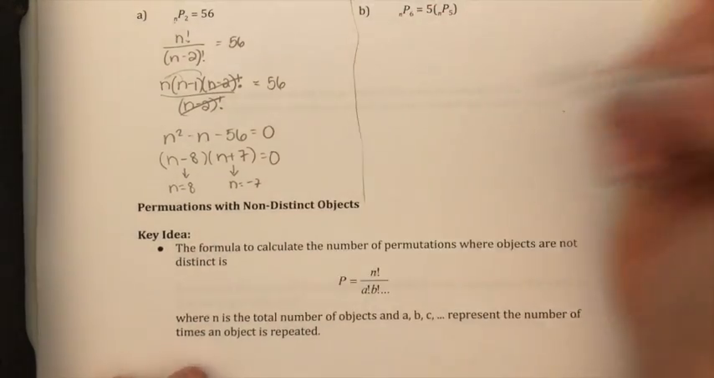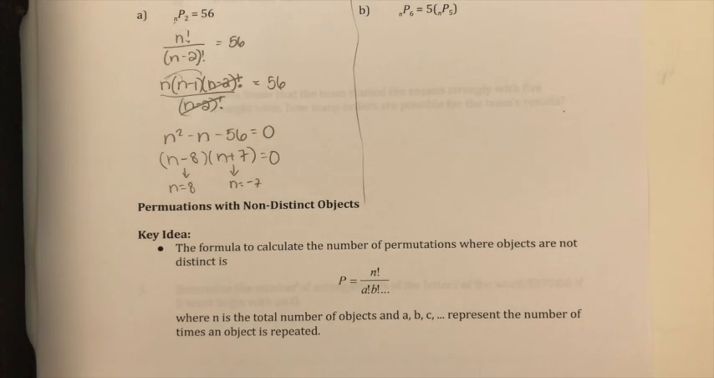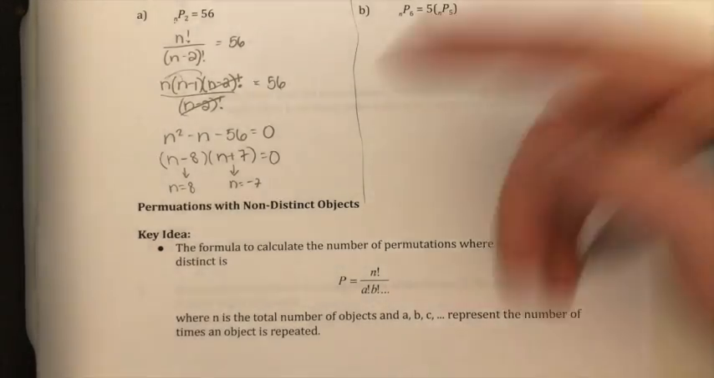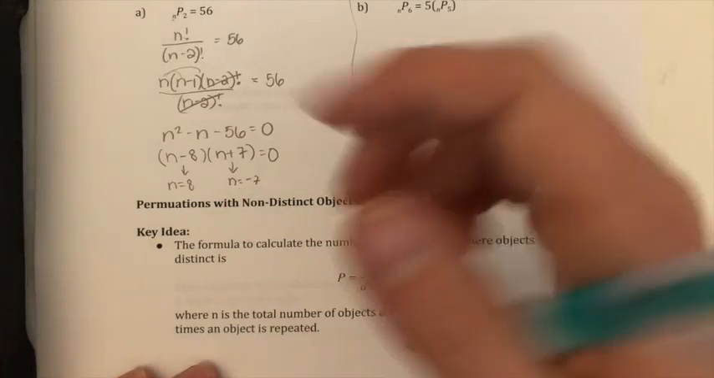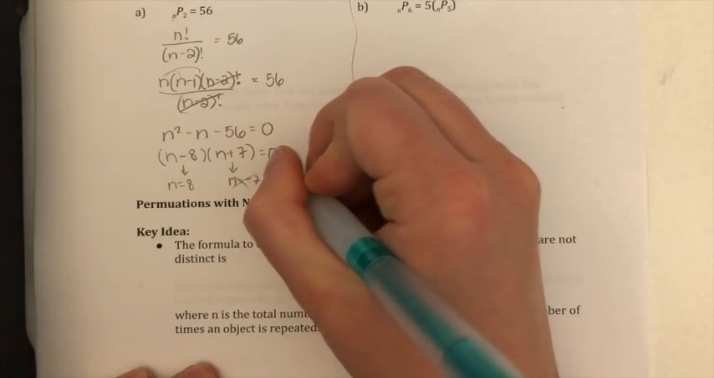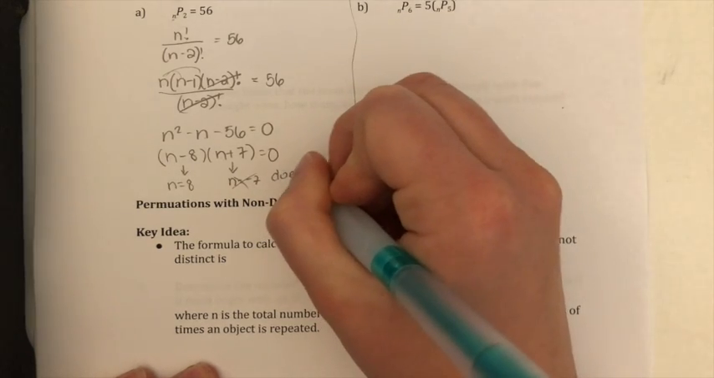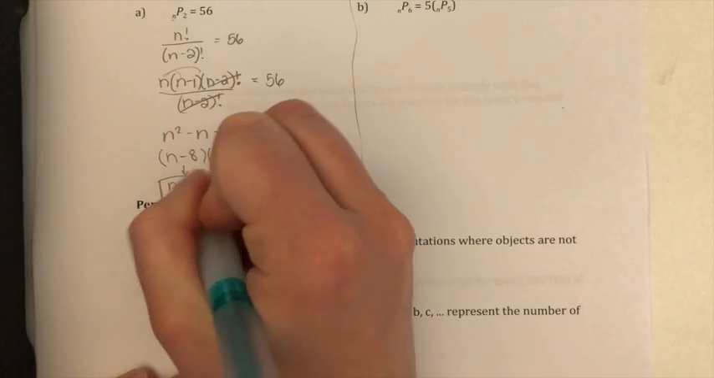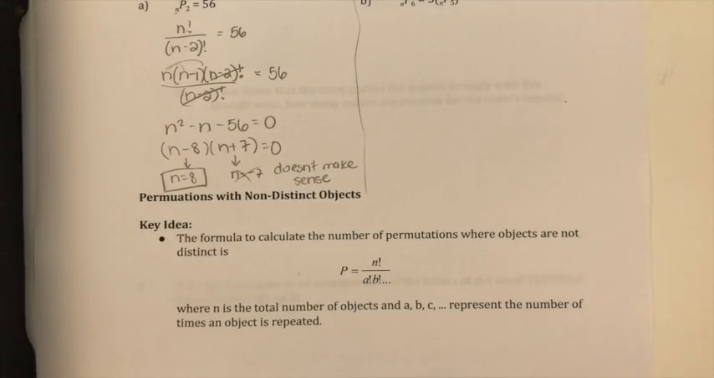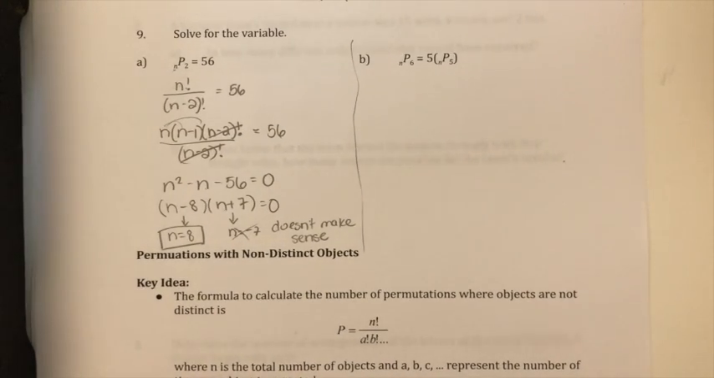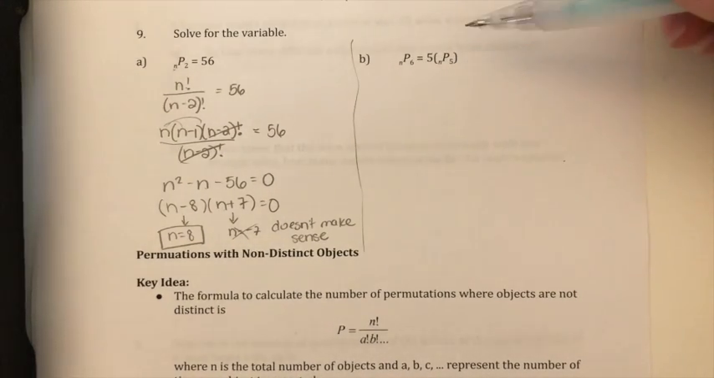If we're saying n is the number of things that we have to choose from, the number of choices we have for that original whatever, if it's toppings on a pizza or letters to put first or whatever, to say we have negative 7 things to choose from, this just doesn't make sense. So we're going to just say that n equals 8, because that positive number makes sense, whereas the negative doesn't.